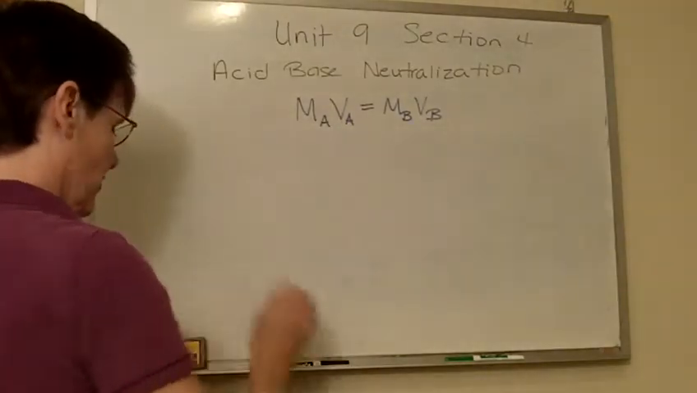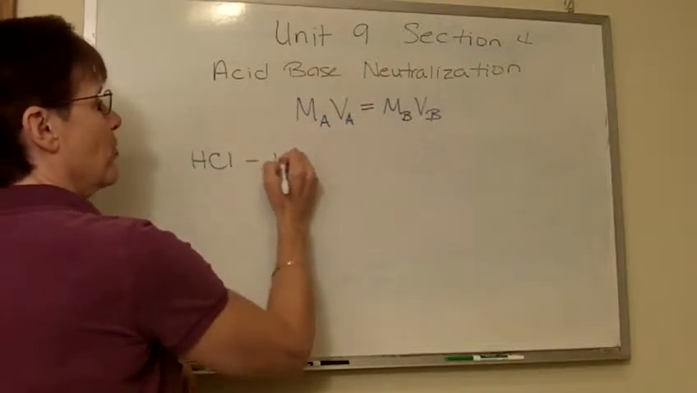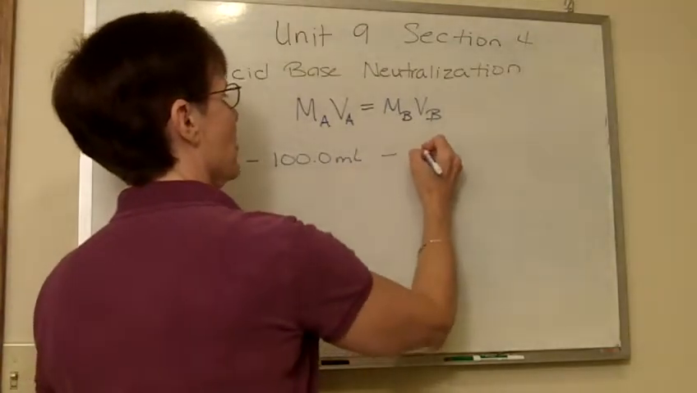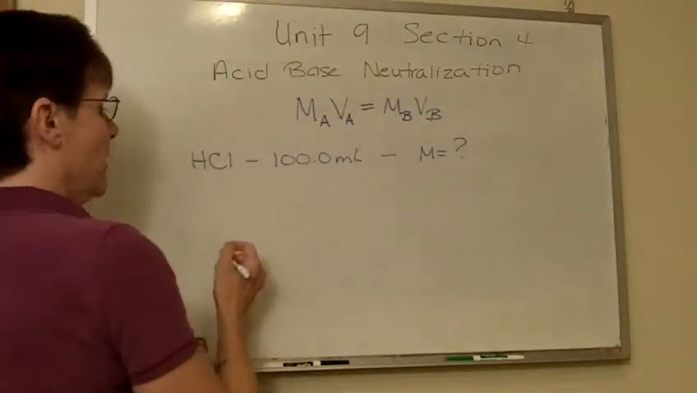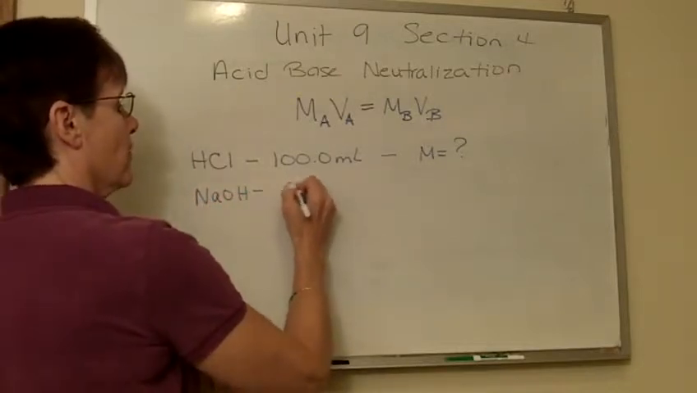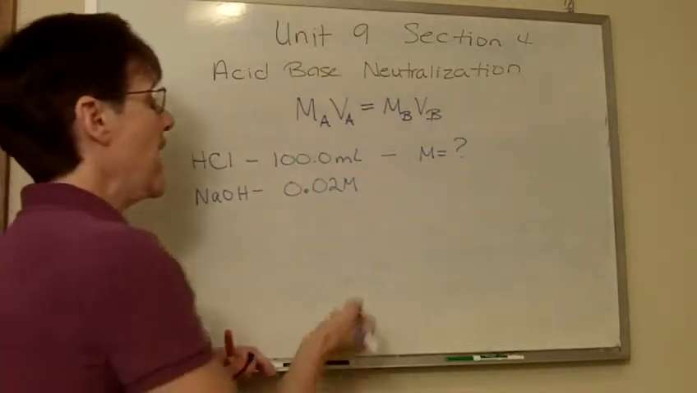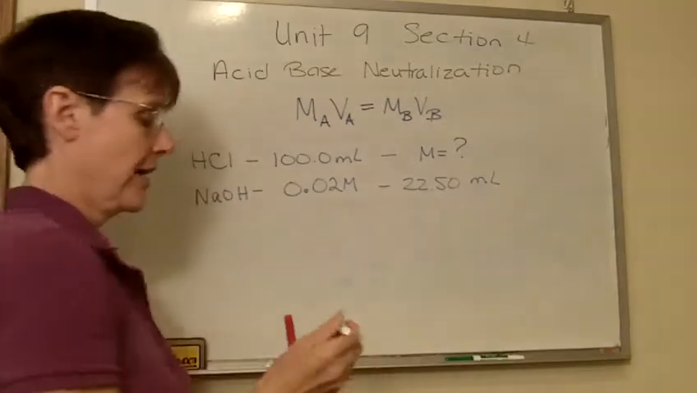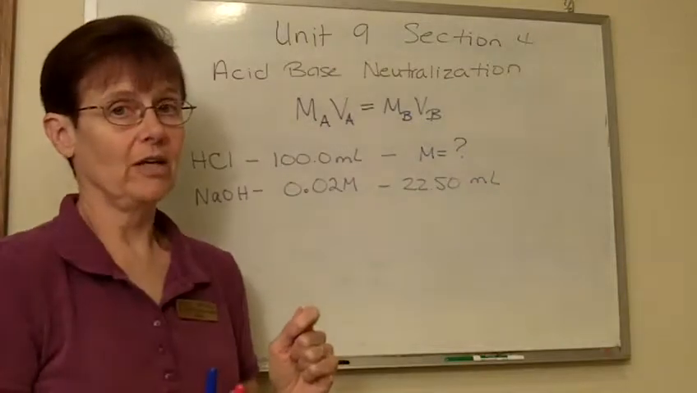So let's just make something up here and say that we've got a titration going where maybe we have HCl in our flask, and we have 100 milliliters of that in the flask, and we don't know the concentration. So the molarity equals question mark. We don't know that. That's what we want to know. And then in the burette, we have some NaOH. And we know that we have 0.02 molar NaOH in our burette. And we know that we used 22.50 milliliters of that in order to do the titration. And after we added this much, that's when it turned pink.